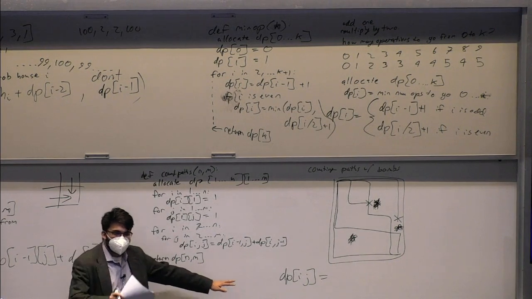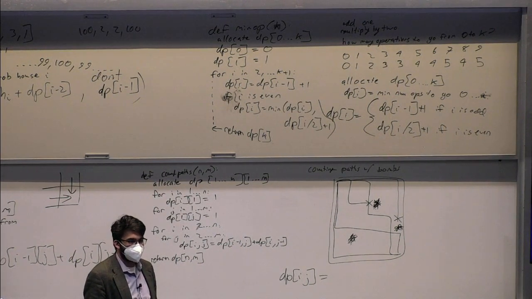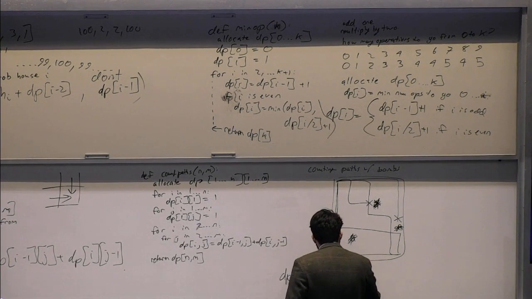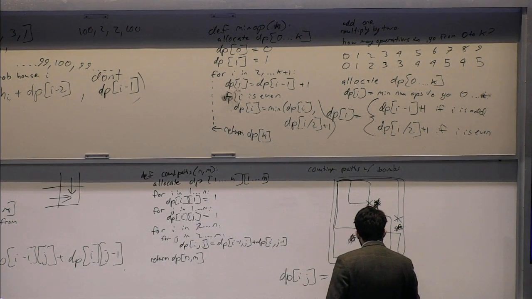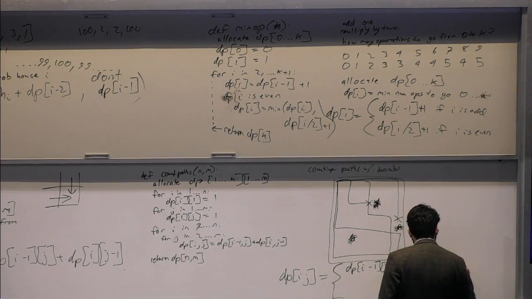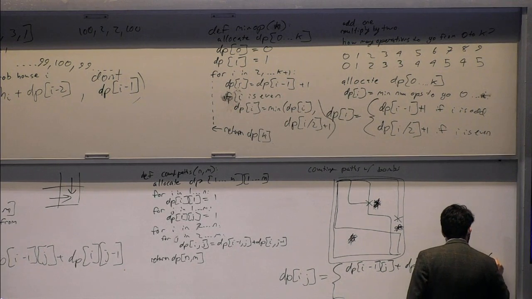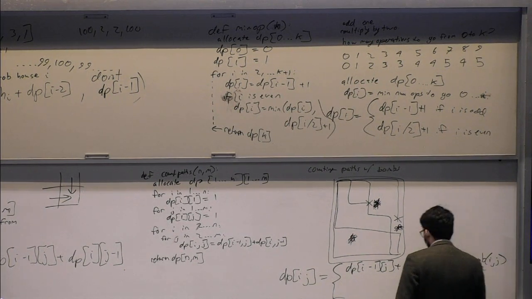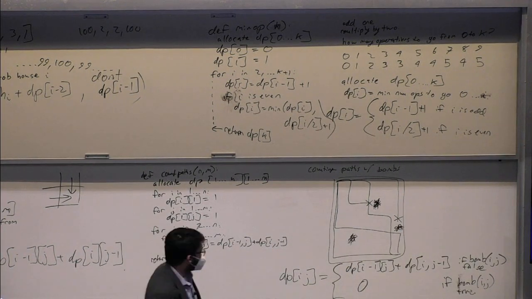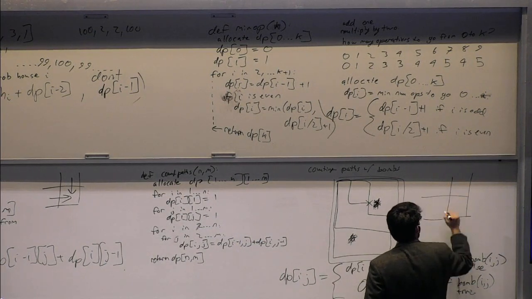Let's hear, does anyone have a conjecture of what the recurrence should be? Yes? Yeah, that's basically it. It's going to be like DP of I minus 1 J plus DP of I J minus 1 if bomb of I comma J is false. And this is going to be 0 if bomb I comma J is true. Can you read that? Basically, think about how the paths work if you have a bomb above, right?